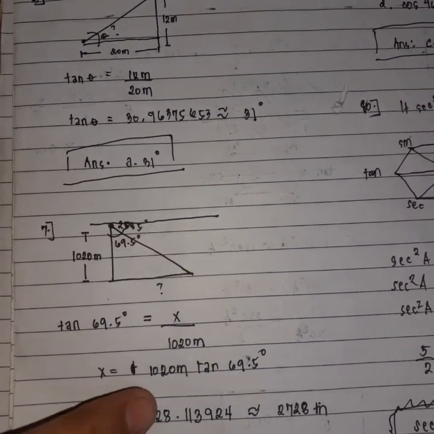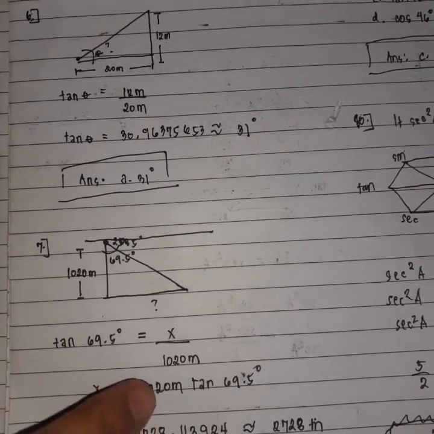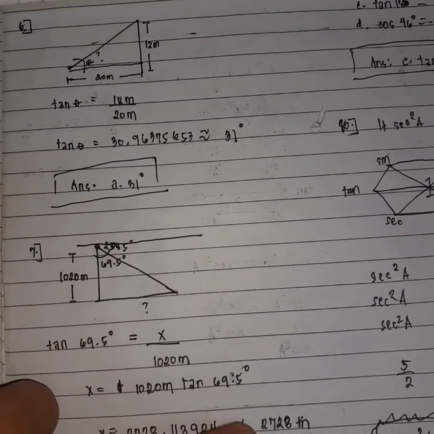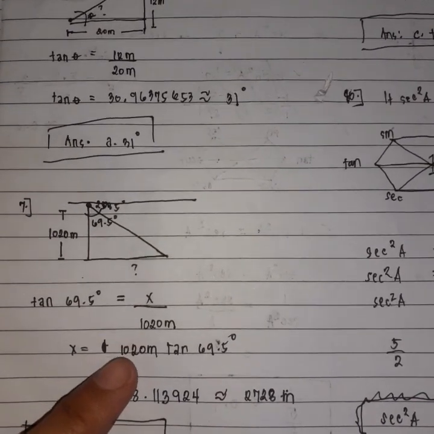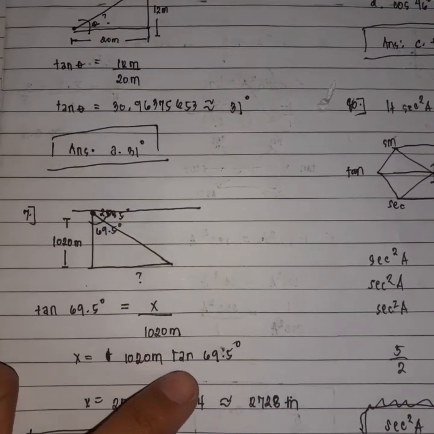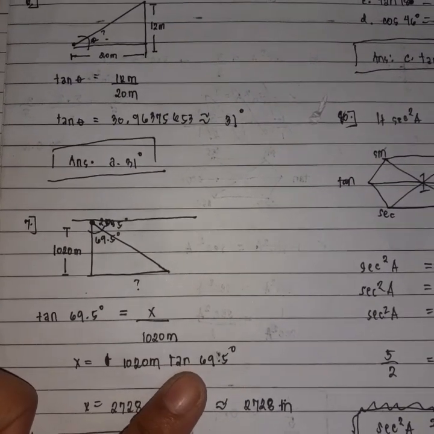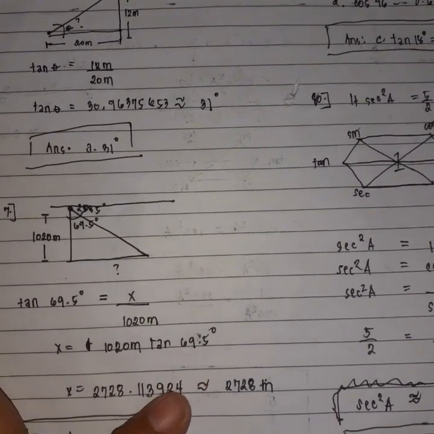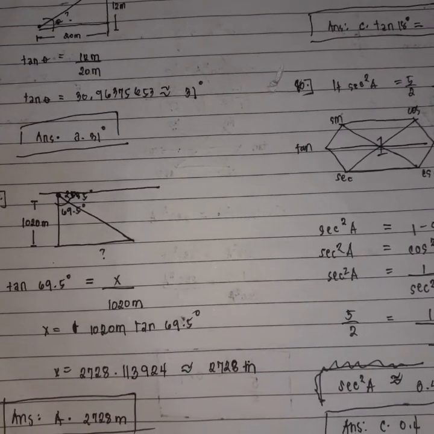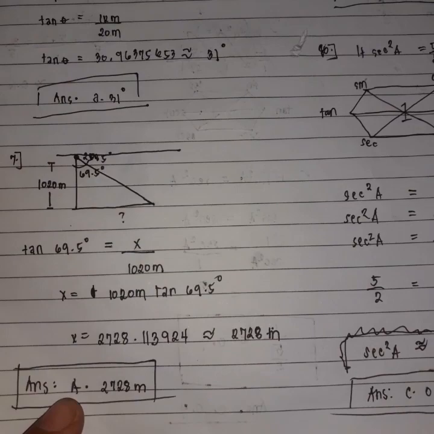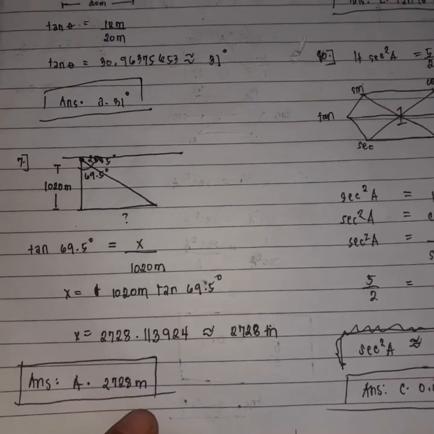Now if we cross multiply, it will be 1020 meters times tangent of 69.5. If we type it in the calculator, just type 1020 times tan. You need to have the calculator in degree mode. Then 69.5 is equivalent to 2728 to the nearest meter. That would be letter A, 2728 meters.